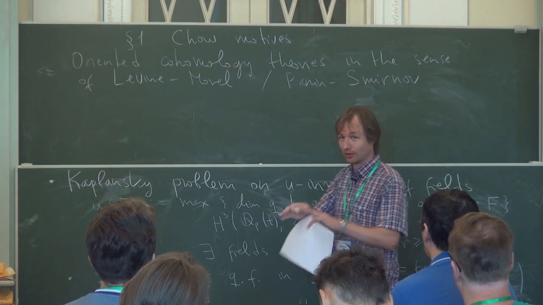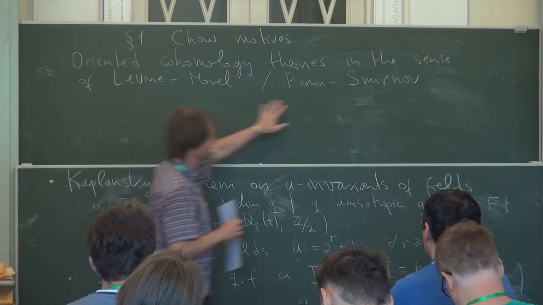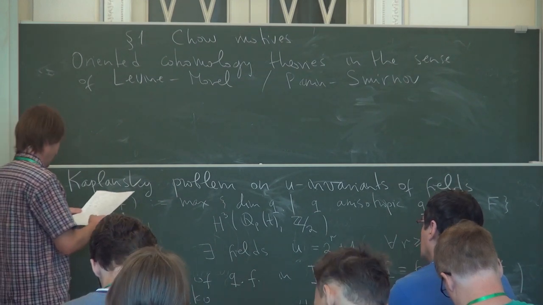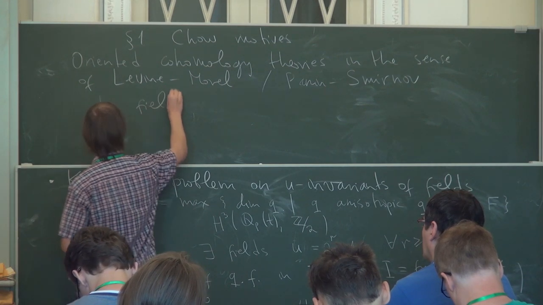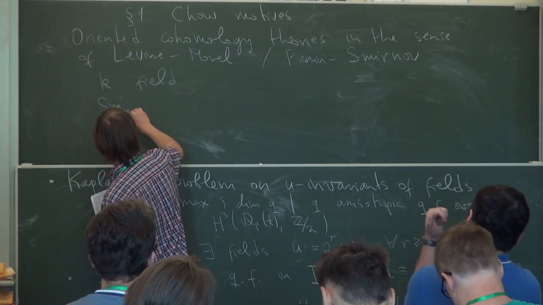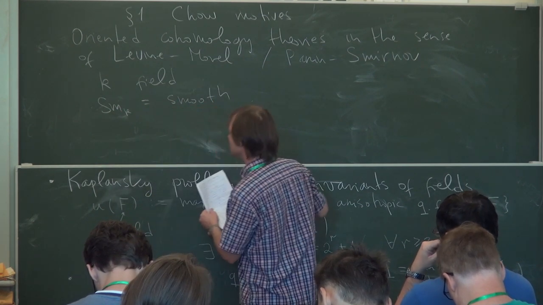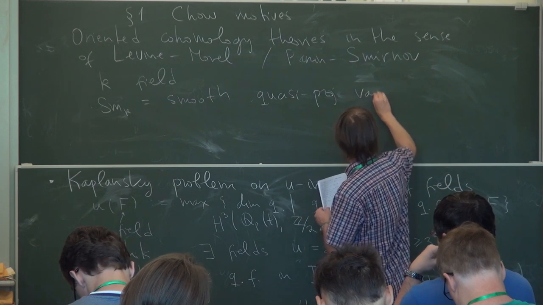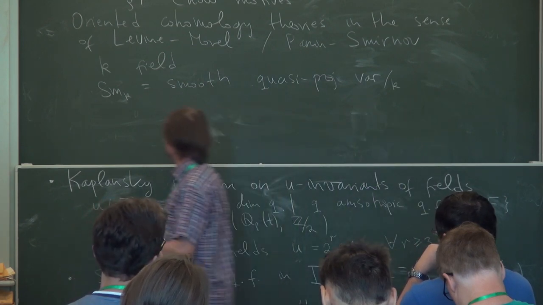Well, actually, I will not go into technical details, so you will not see any difference. I mean, it's not quite the same axiomatics, but you will not notice any difference now. So first, let me fix our base field, K or F, and the category of smooth quasi-projective varieties over K. Well, so what is an oriented cohomology theory?